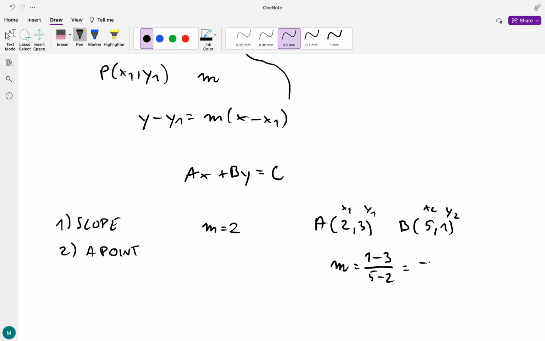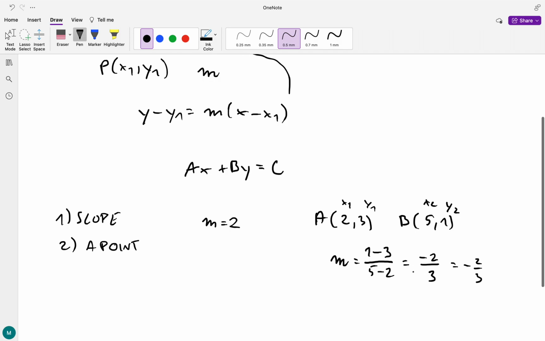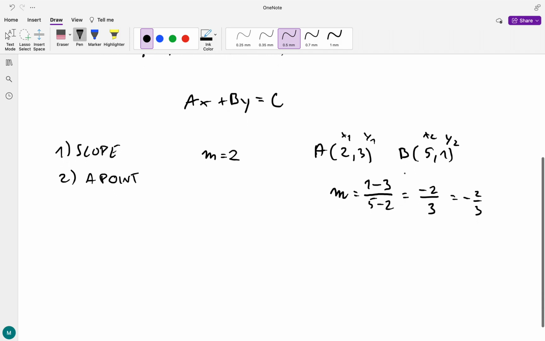So on the top we have -2. On the bottom we have 3. So we end up with -2/3. Okay, we got the slope. Now we can use either of these points and the point slope formula to find the equation of a line. So let's go ahead and do that.